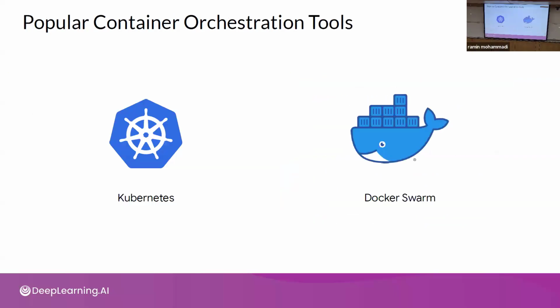Now, there are a couple of popular tools. Docker Swarm is one of those, and Kubernetes is another one. These two are pretty popular orchestration tools for containerized apps. If you remember in the Kubernetes lab, when we defined what Kubernetes is, we said that it's basically a platform for containerized applications. So if you deal with containerized apps, these two are pretty popular ones that you can work with.